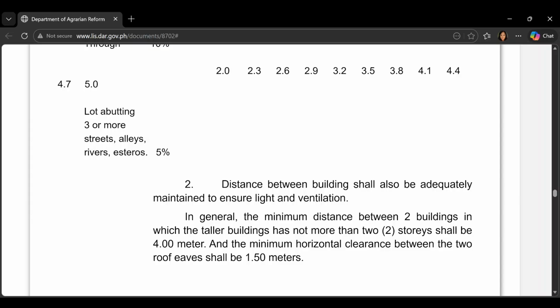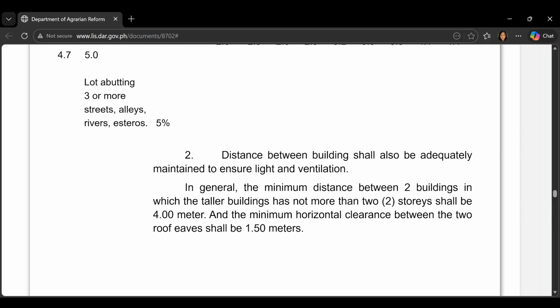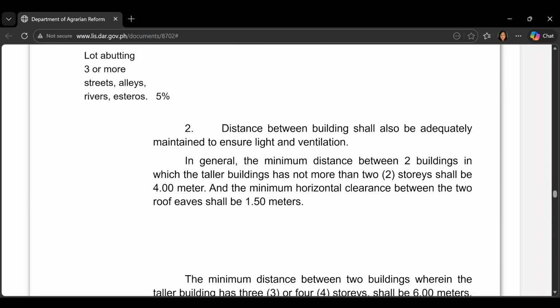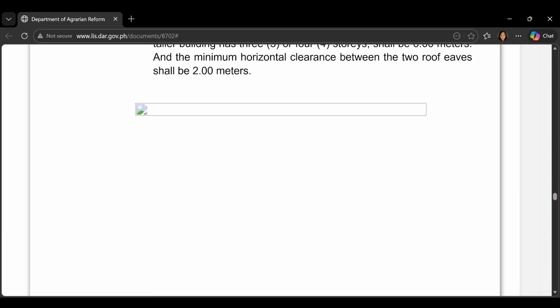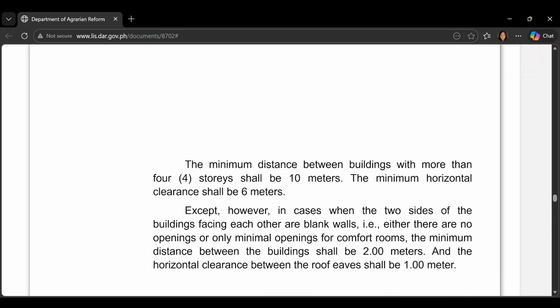In general, the minimum distance between two buildings in which the taller building has more than 2 stories shall be 4 meters. And the minimum horizontal clearance between the two roof eaves shall be 1.5 meters. The minimum distance between two buildings wherein the taller building has 3 or 4 stories shall be 6 meters, and the minimum horizontal clearance between two roof eaves shall be 2 meters. The minimum distance between buildings with more than 4 stories shall be 10 meters.